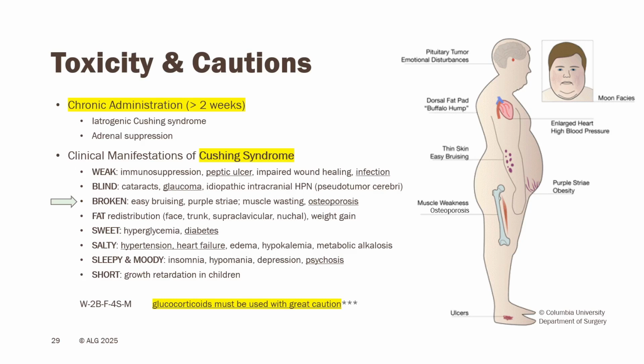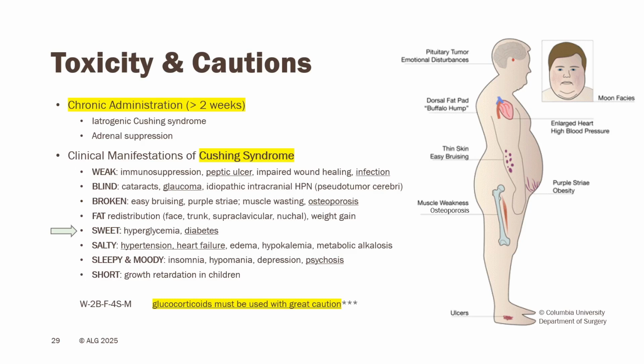In Cushing syndrome, the patient's body is broken due to catabolic effects of glucocorticoids, with the skin prone to bruising and striae formation, muscle wasting, and osteoporosis. Patients have body fat redistributed to the face, the trunk, supraclavicular, and nuchal areas. They also gain weight from the metabolic effects resulting in glucose production, which brings us to sweet, because they have hyperglycemia, which puts them at risk for diabetes.